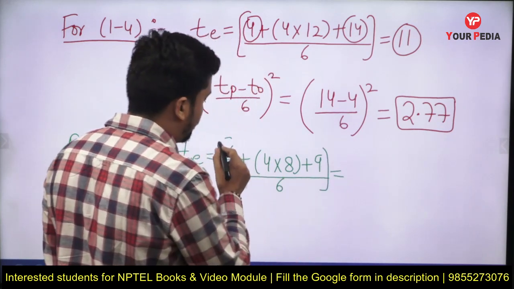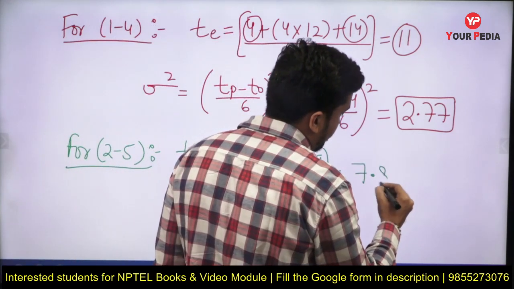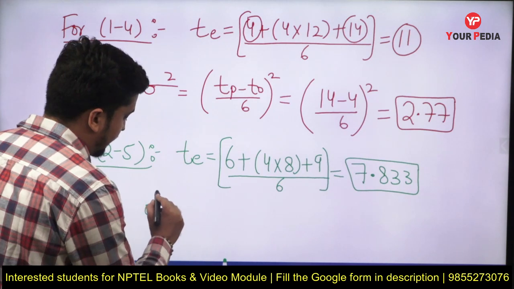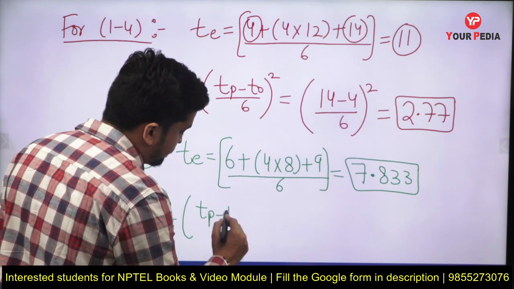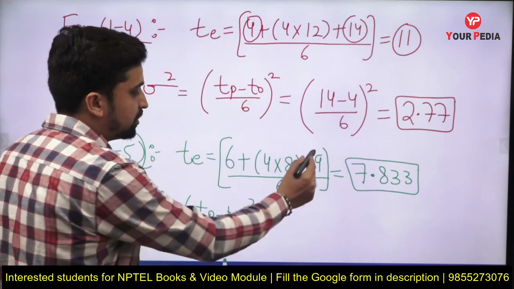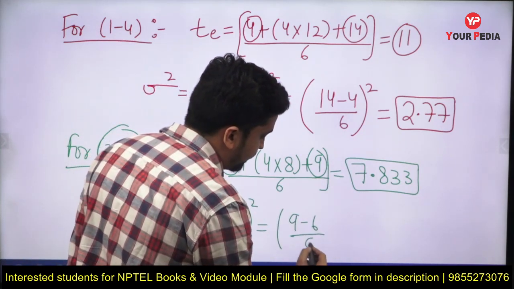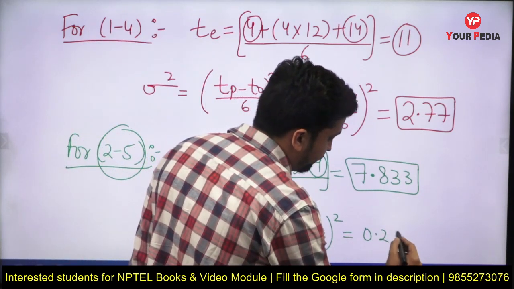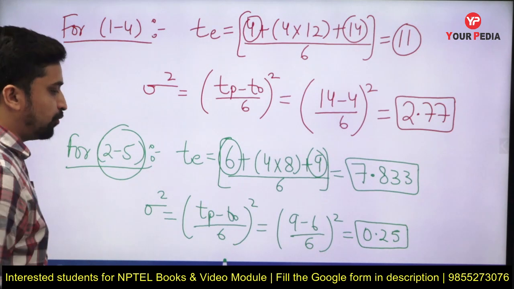Solve this and you will get the value of TE, which is the expected time, and the expected time will come out to be equal to 7.833. After that, we can also calculate the variance for this activity, which is 2 to 5, and variance we already know, this is equal to TP minus TO divided by 6 raised to power 2, or whole square. TP is 9, TO is 6, so this will be 9 minus 6 divided by 6 raised to power 2, and this will come out to be equal to 0.25. So now we have calculated the expected time and variance for the activity 2 to 5 as well.